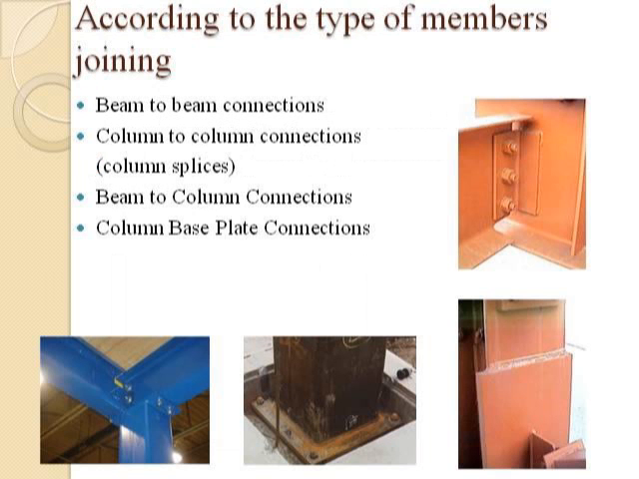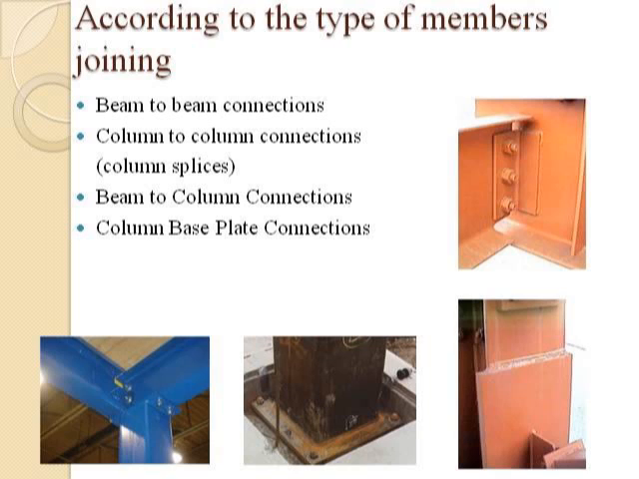Then according to the types of members joining, we have these 4 types of connections, which we are considering to understand the connections better. So connection can be beam to beam connection, that is one. If we need continuity in the beam, then we'll connect two beams, so it will be beam to beam connection. If we have longer spans, then we'll go for beam to beam connections.